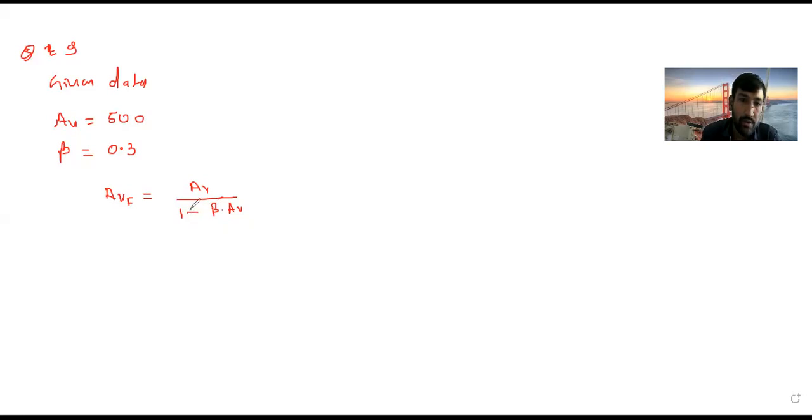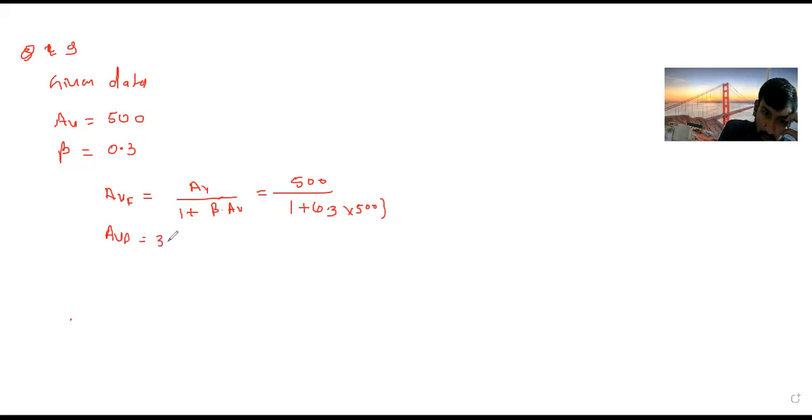Now put the value and find out the answer. All of you find out, put the values directly. What is the value of AV? 500 upon 1 plus, what is the beta value, 0.3 into 500. Calculate it and tell me the value of AVF. 3.311. Very good.